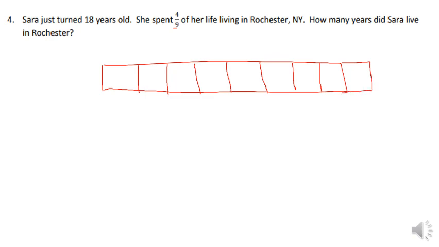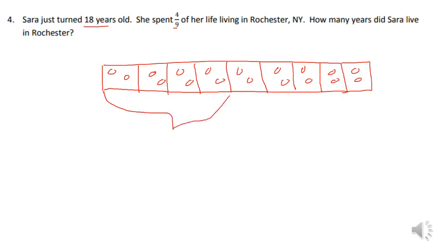Now it says she's 18 years old, so let's split that up. 1, 2, 3, 4, 5, 6, 7, 8, 9, 10, 11, 12, 13, 14, 15, 16, 17, 18. So that was the 18 years old. It says she spent 4/9. So this here would be 4/9. And that's the time she lived in Rochester.